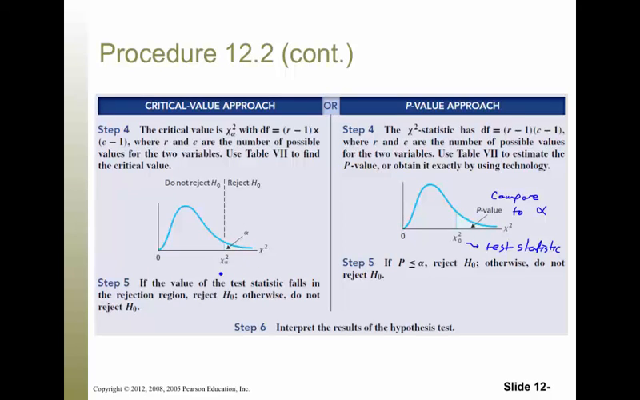Comparing apples to apples over here, your test statistic to your chi-square critical value, or comparing the p-value that you get from the test statistic to the significance level. Comparing areas versus comparing chi-squared values. We've seen it before.